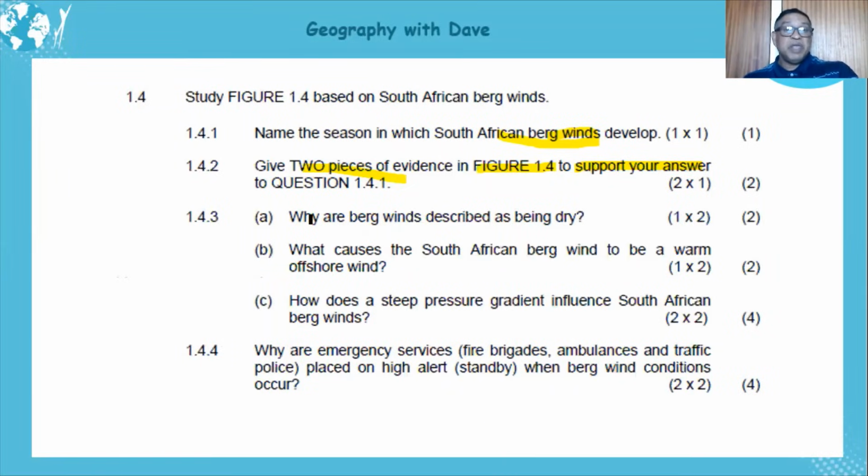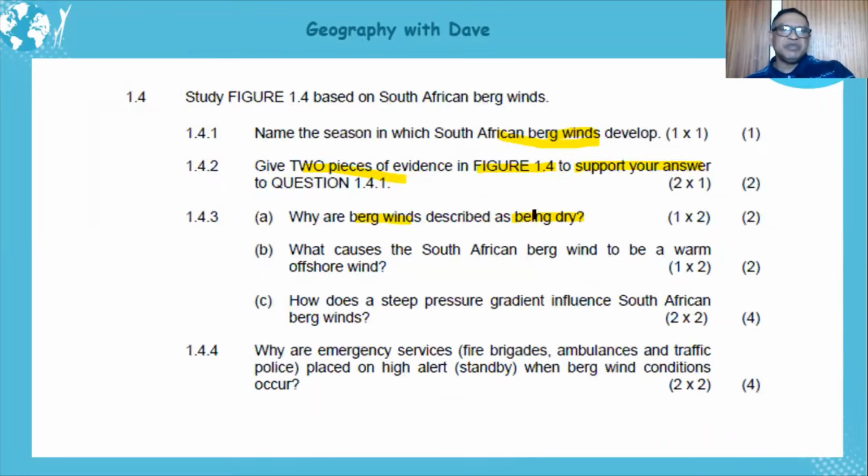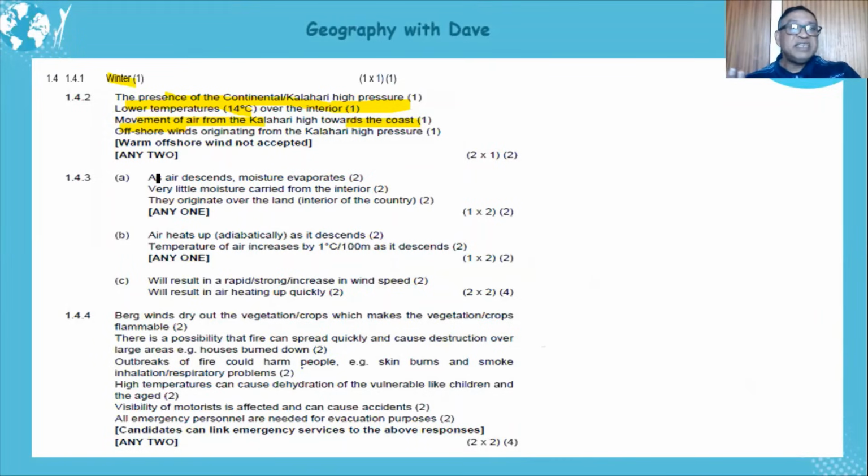Now let's look at this. Why are Berg winds described as being dry? It makes you think a little bit, scaffolding. Not difficult. You've already learned. As air comes down, it heats up adiabatically. There's evaporation because the air is heating up, so the moisture gets evaporated, making it drier. And of course the examiners will give us other options. As air descends, moisture evaporates. Very little moisture because it's carried from the interior. It comes from land to sea.